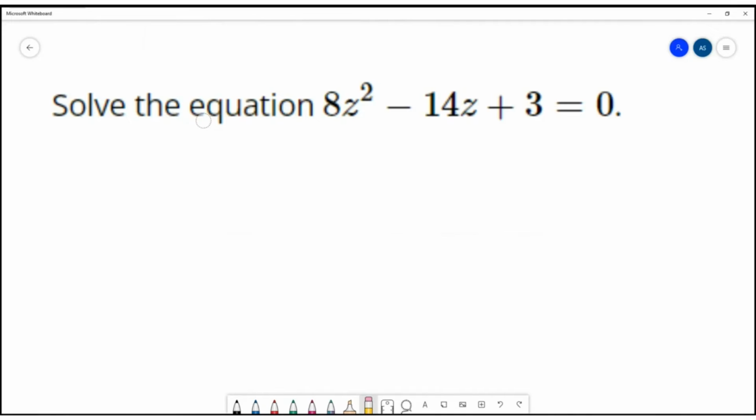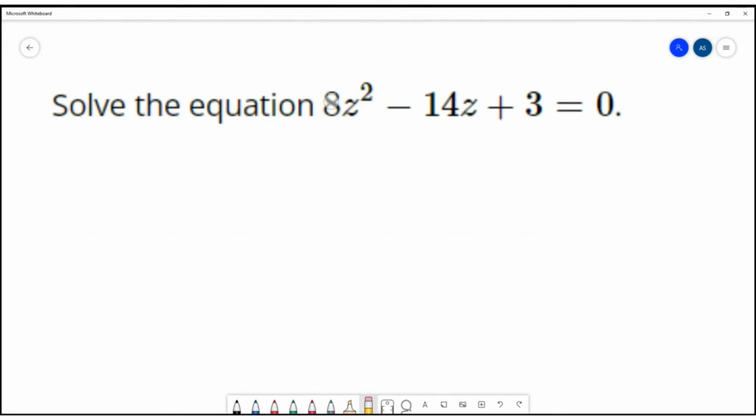On this example, we want to solve the equation 8z squared minus 14z plus 3 equals 0. And whenever I'm solving an equation that has a higher power, higher than 1, like this, I want to group all the terms to the same side, so I have the equal 0. And then I'm going to try to factor this expression. You should first try to factor the greatest common factor, but 8, 14, and 3 don't have any factors in common.